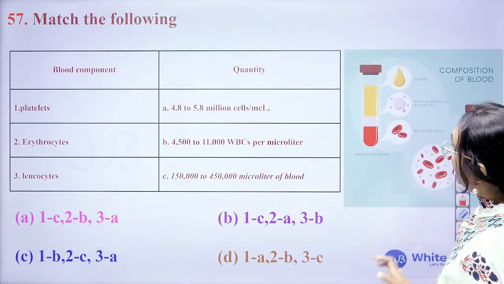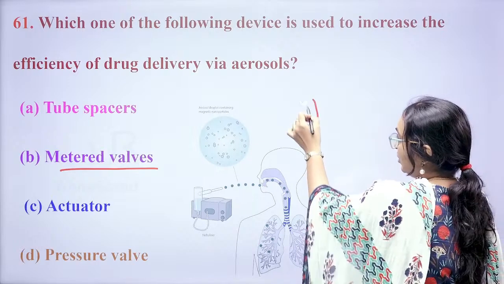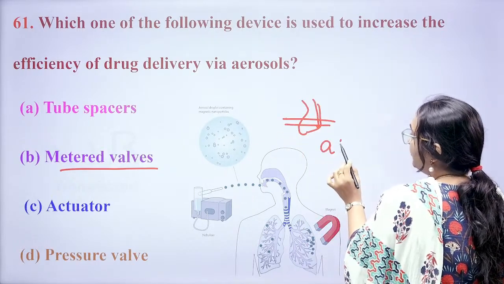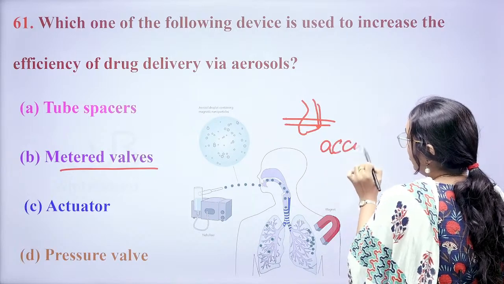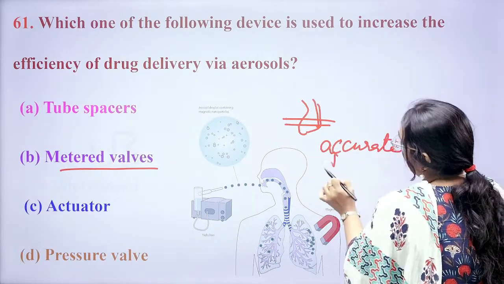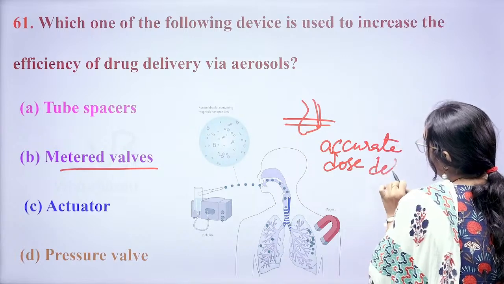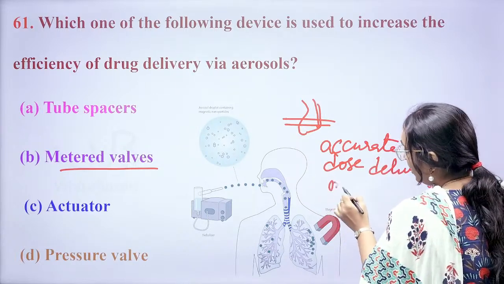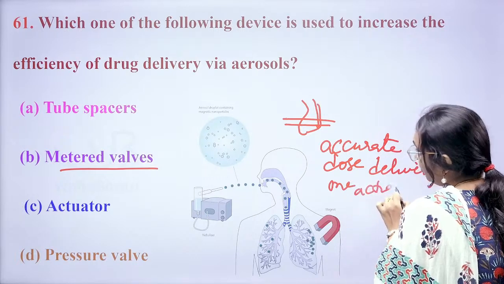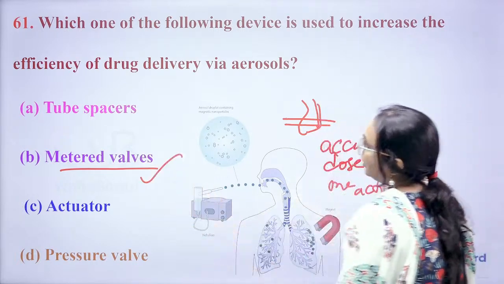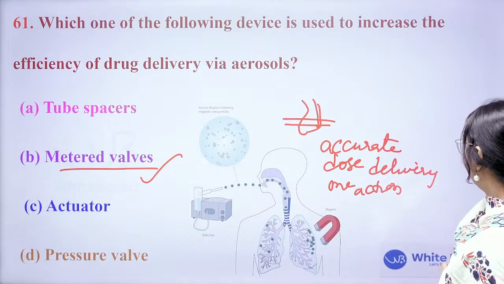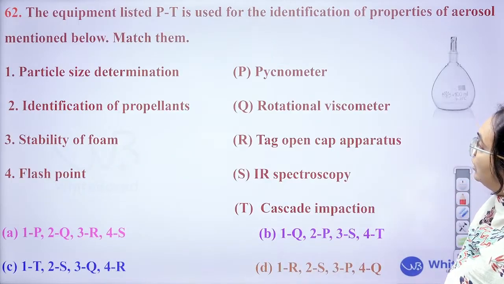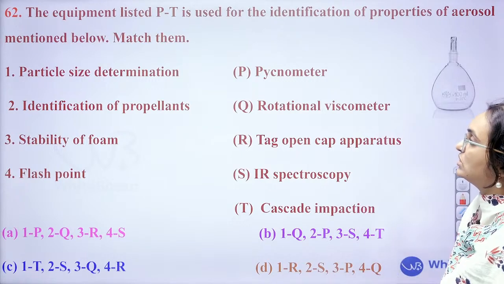The component present in the aerosol bottle which will give accurate dose delivery: metered valves are used for accurate dose delivery for one actuation. So, metered valves efficiently deliver the drug in aerosols. Next, the equipment for aerosols.